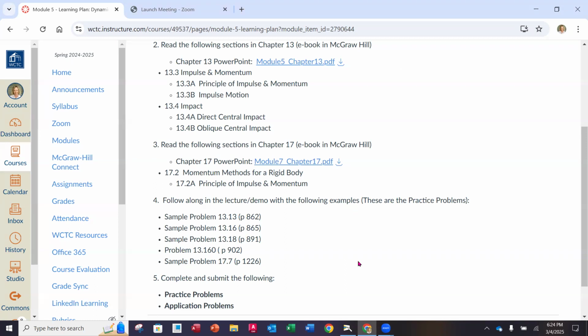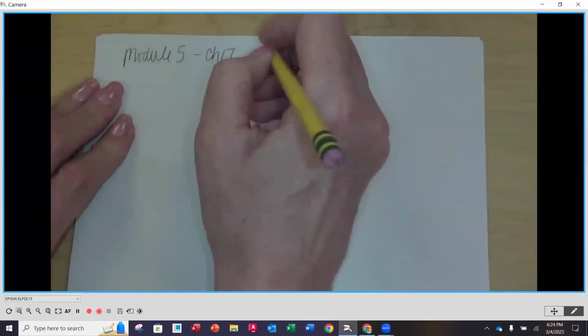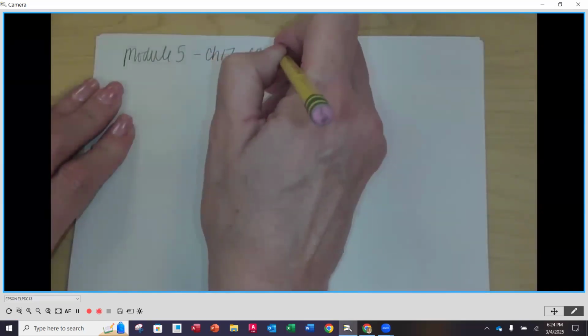So I'm going to start by going underneath. If you want to grab out a piece of paper and follow along, these will be the equations that we're going to be using for this last short little section in Module 5. So I'm calling this Module 5, Chapter 17 equations.